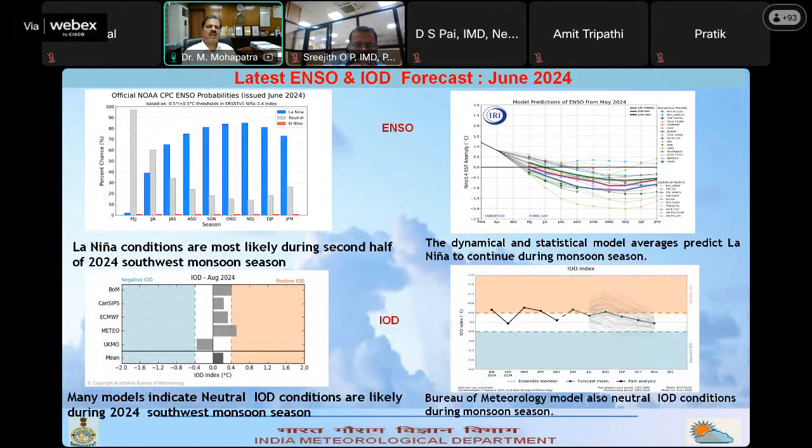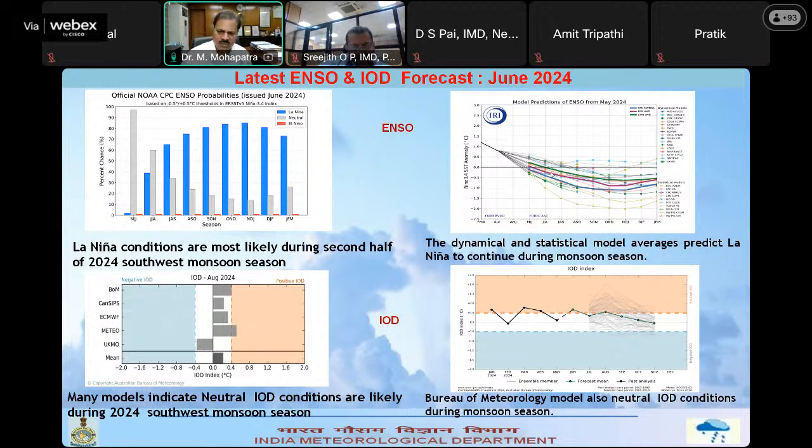Now, if you look at the forecast for the ENSO conditions, the blue color indicates La Nina and the gray color indicates neutral conditions. May, June, July is neutral conditions. June, July, August, neutral conditions dominating. July, August, September, if I look at the La Nina conditions, that means we are expecting that La Nina condition is likely to prevail during the second half of the monsoon season, that is August, September.